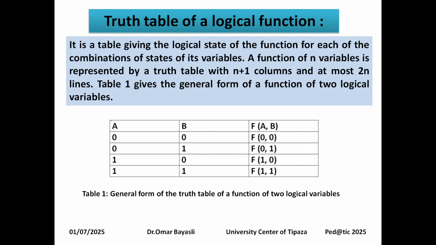Truth table of a logical function is giving the logical state of the function for each of the combinations of states of its variables. A function of n variables is represented by a truth table with n plus 1 columns and at most 2 power n lines. Table 1 gives the general form of a function of two logical variables.